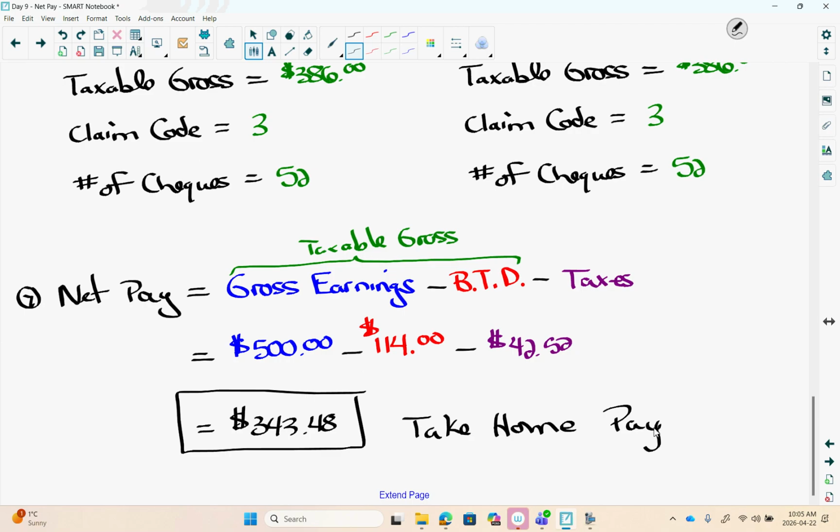So how much did they earn? They earned $500. That's the gross pay. How much do they take home? They only take home $343.48. The government is taking $156 and 52 cents. Okay?